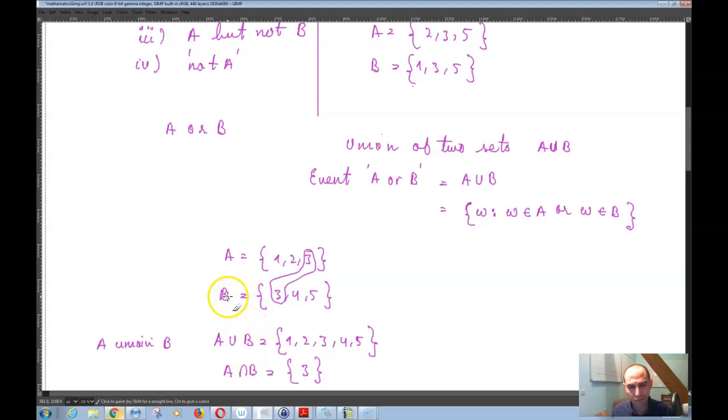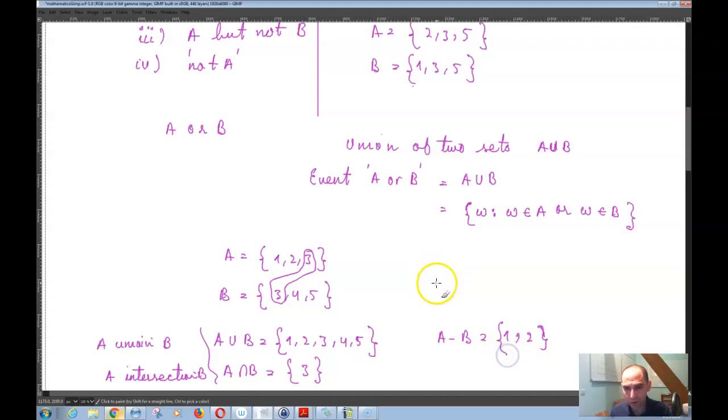So this is A intersection B. And A minus B is all the members that you find in A minus the elements that you can find in B. Meaning that 1, 2, 3, and then you have to take away the 3, because they have 3 in common, so you have to take it out. You will get 1 and 2.